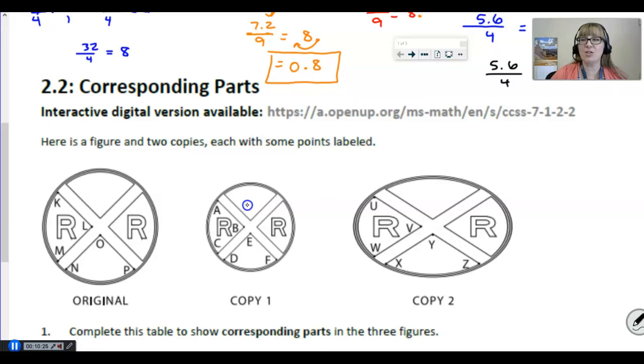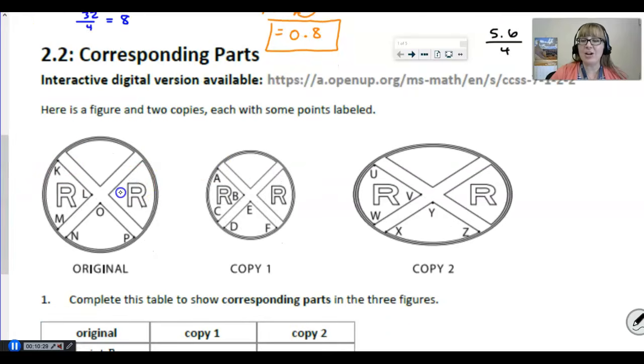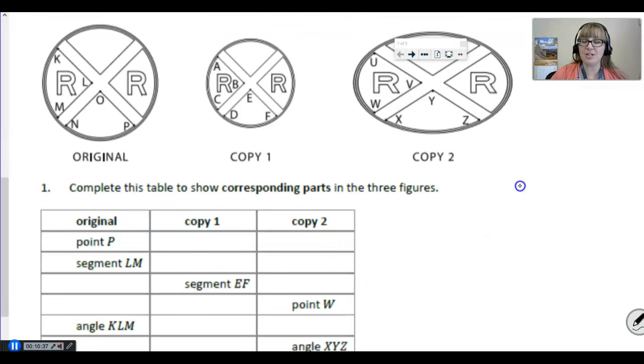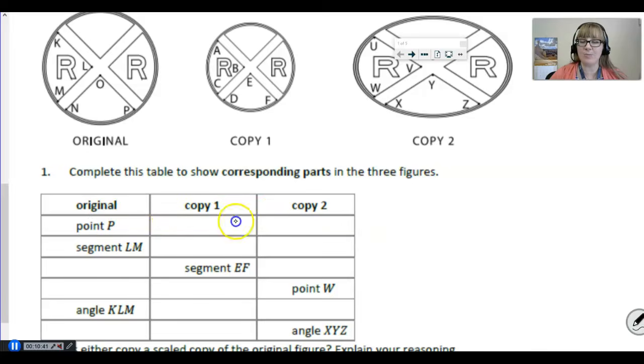As we move on to 2.2, corresponding parts. Here is the figure. So again, if you're looking in Canvas, I will also pull up that applet, and it says each with some points labeled. And the first thing that we have to do before we do anything else is we need to label each one of these segments. If you notice, we have point P in this original figure. Can we see the point that would correspond in each of the other figures?